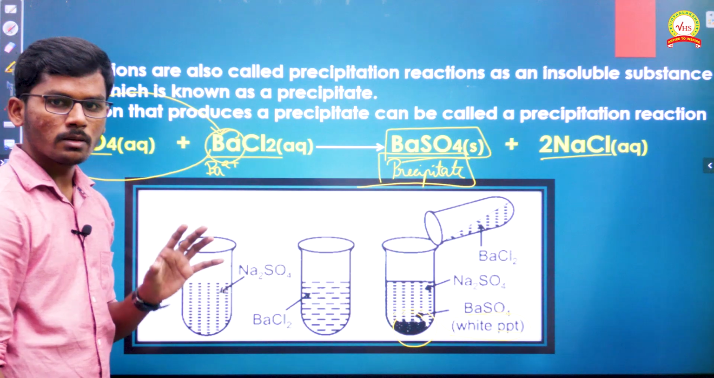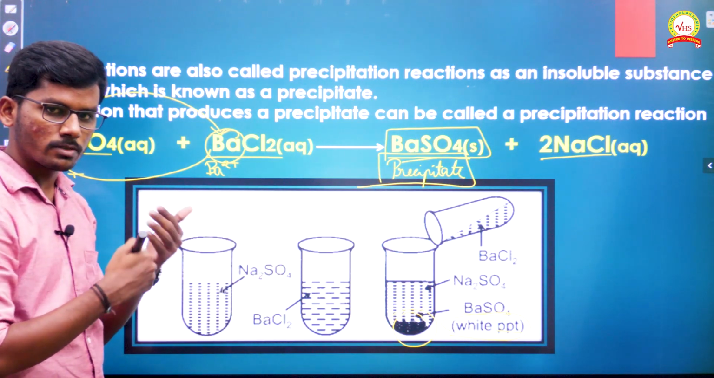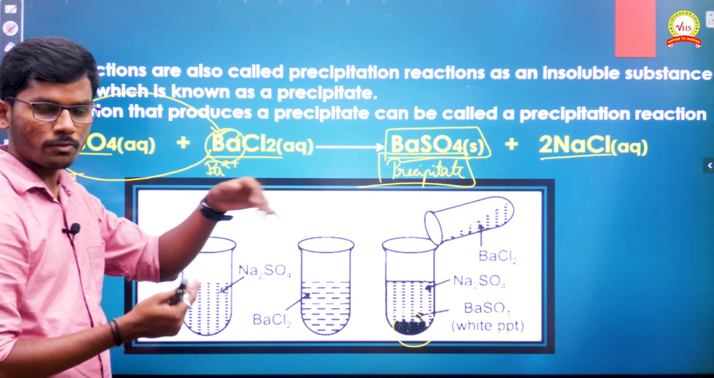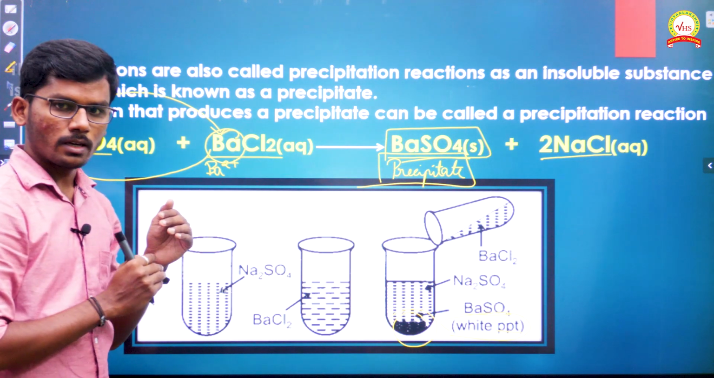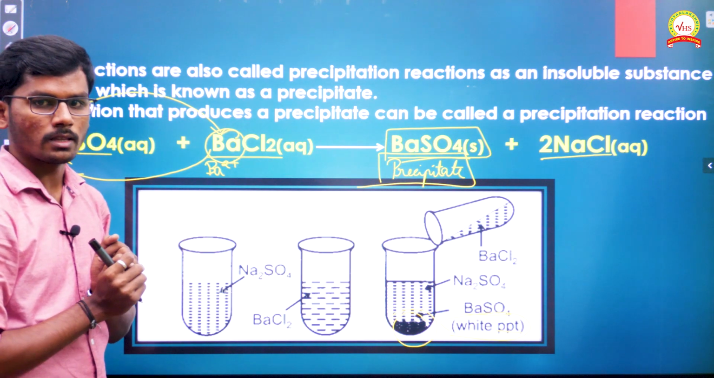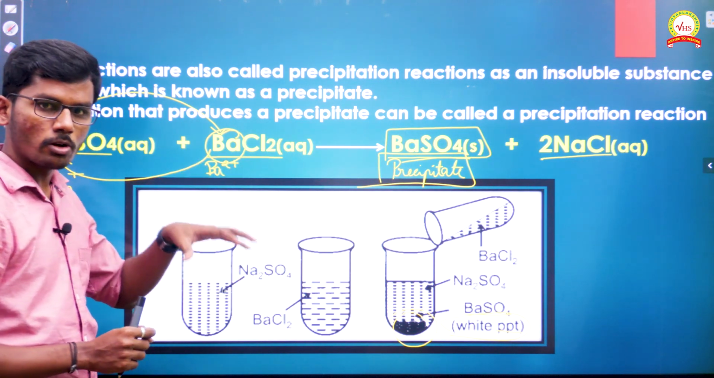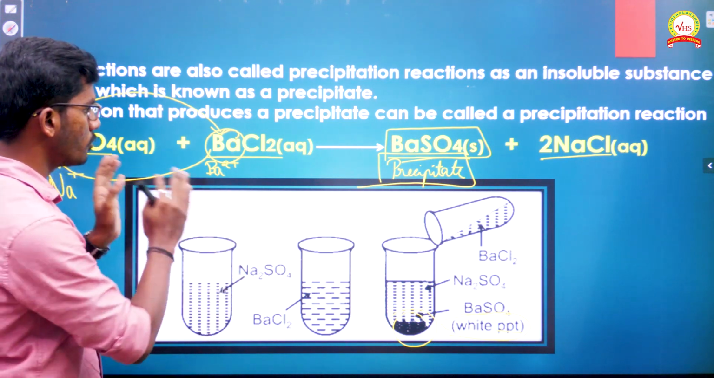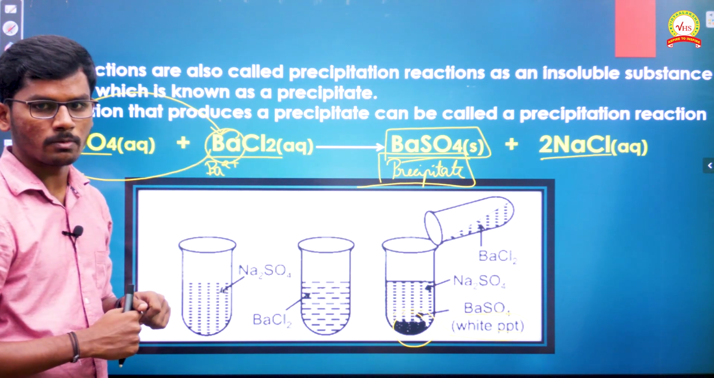So you just note that a precipitate forms when two oppositely charged ionic solutions are mixed together. For example, here it is sodium sulfate and barium chloride. If they are mixed together, there will be a formation of an insoluble solid substance, and that is what we call a precipitate. So this reaction can also be called a precipitation reaction. Most probably you will come across this kind of precipitation reactions in double displacement reactions.